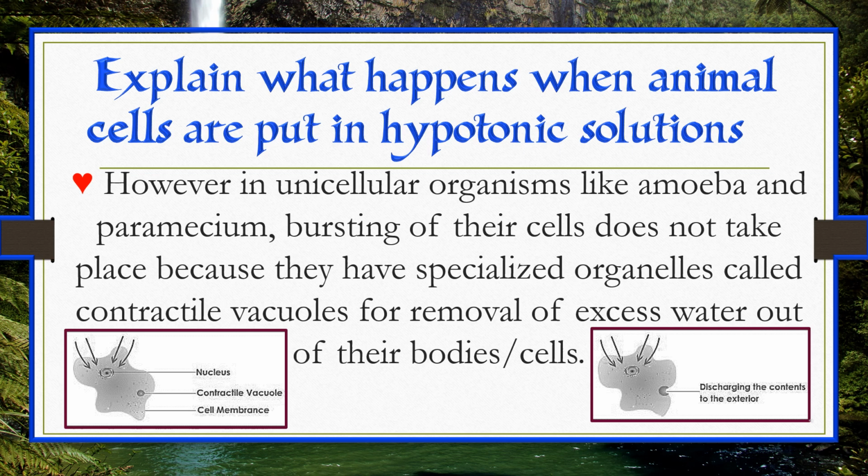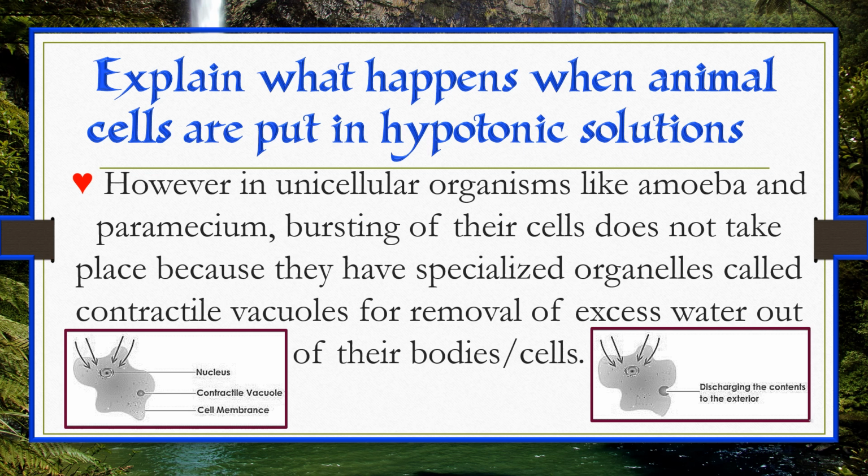When water enters the cell of an amoeba, it will not swell and burst because it has a contractile vacuole. The water will enter into the contractile vacuole, and the contractile vacuole will move towards the cell membrane. When it reaches the cell membrane, it will discharge the water outside the cell. And this process continues and continues.